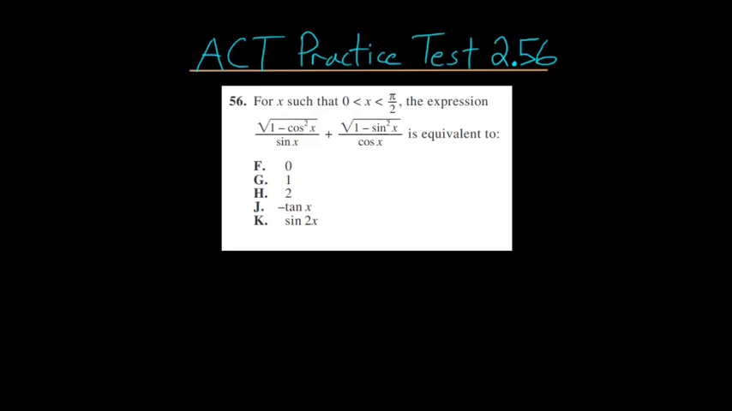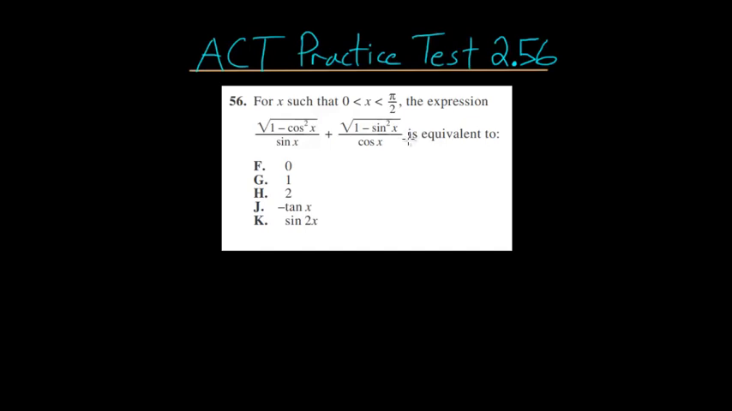For the 56th problem on the second ACT practice test, for x such that x is between 0 and pi divided by 2, the expression here is equivalent to what? So looking at this expression, what we can tell is that we'll have to use certain trigonometric identities.